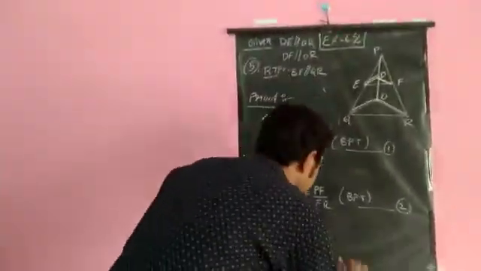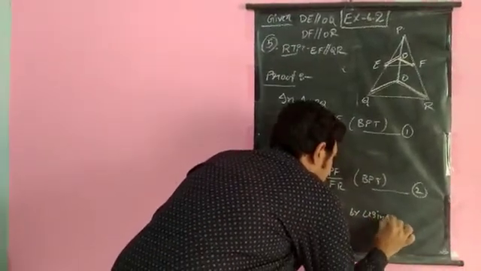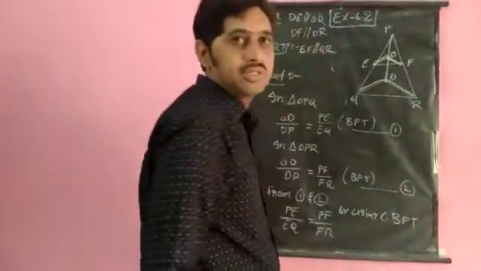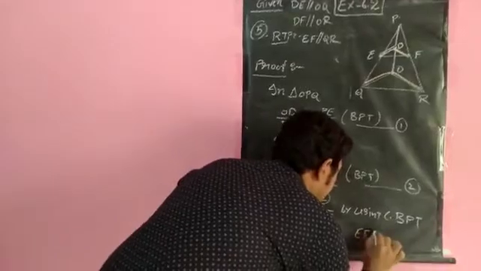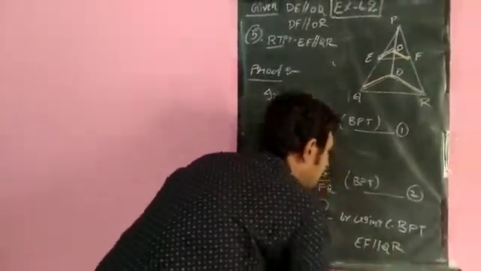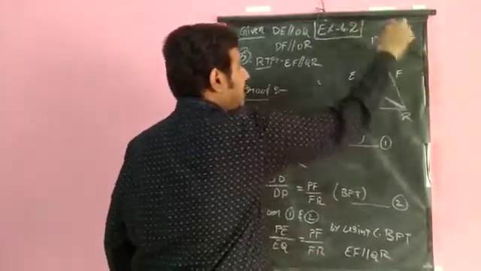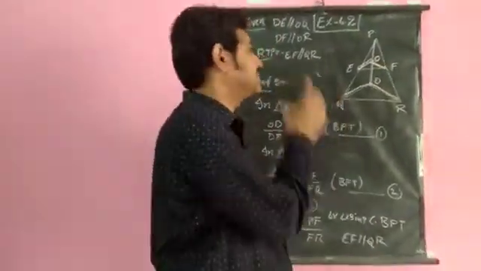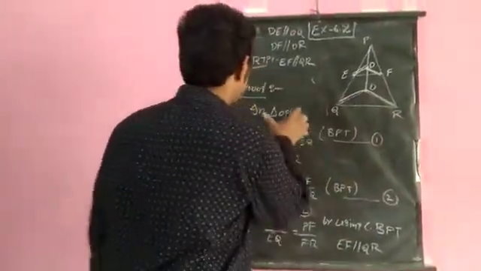And by using the converse of the basic proportionality theorem, I am writing here CBPT, but you write the full sentence: converse of basic proportionality theorem, EF is parallel to QR. How am I saying this? EF is dividing the sides PQ and PR of triangle PQR in the same ratio. That means it must be parallel to the third side of the triangle. That third side is QR, which is our RTP.